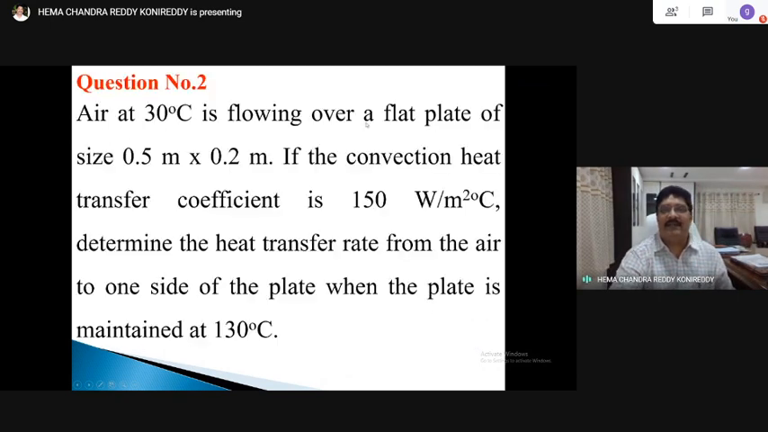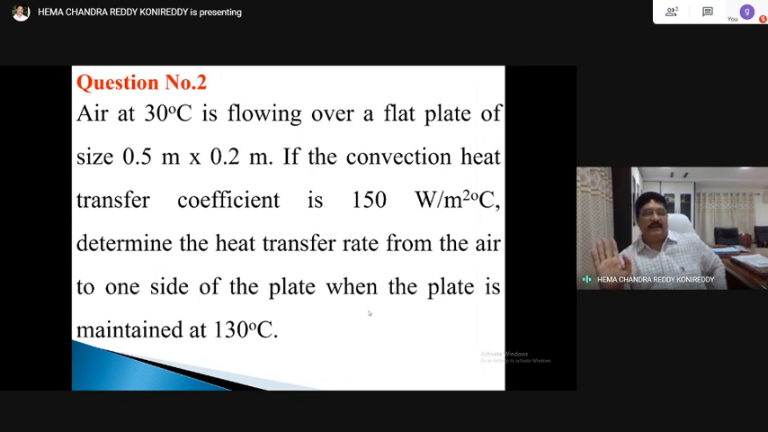Now, air at 30 degrees centigrade is flowing over a flat plate of size 0.5 by 0.2 meters. If the convection heat transfer coefficient is 150 watts, determine the heat transfer rate from the air to one side of the plate when the plate is maintained at 130 degrees centigrade. See, you may ask, when a plate is given, heat transfer may be taking place on either side of the plate or one side of the plate.